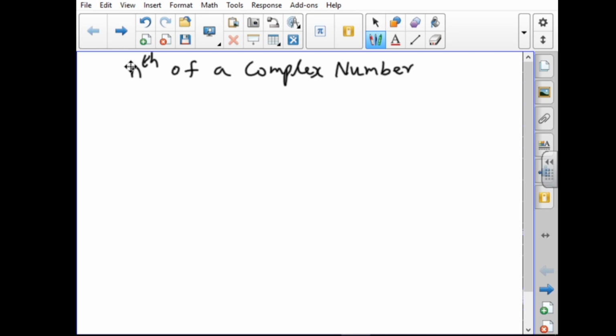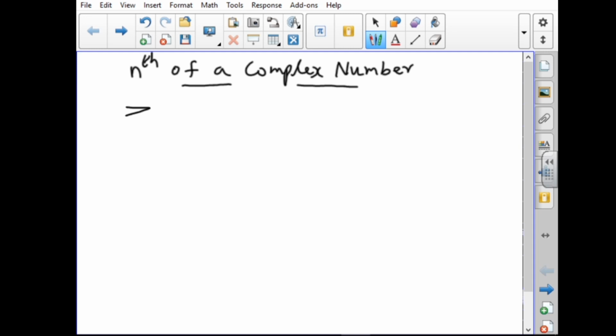Given a complex number cos theta plus i sin theta, then for any integer n, cos theta plus i sin theta, the whole power n, is equal to cos n theta plus i sin n theta. So we are going to use De Moivre's theorem here for the nth root of a complex number.